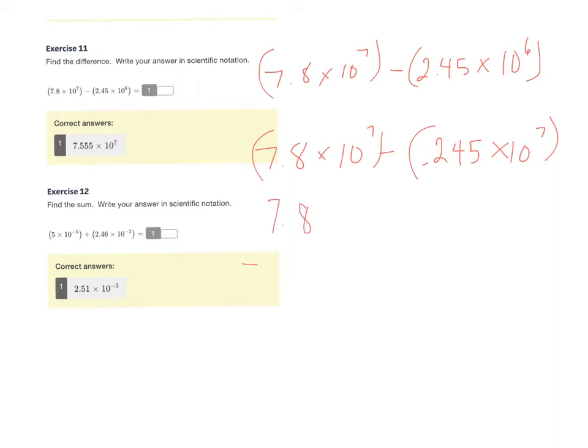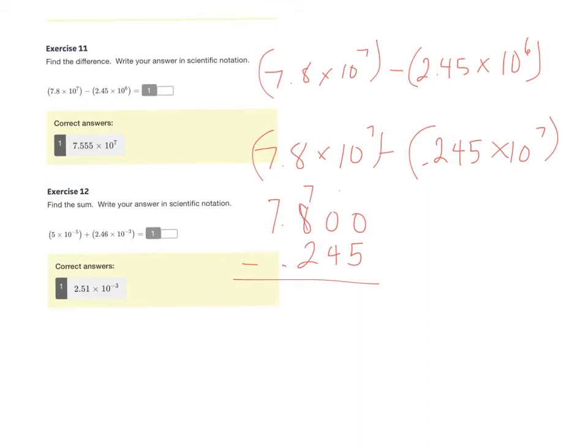7.8 minus 0.245. All right. So now we're going to subtract. And you can't subtract the first one or the second one. We're going to have to borrow. So I'm going to make this a 7.